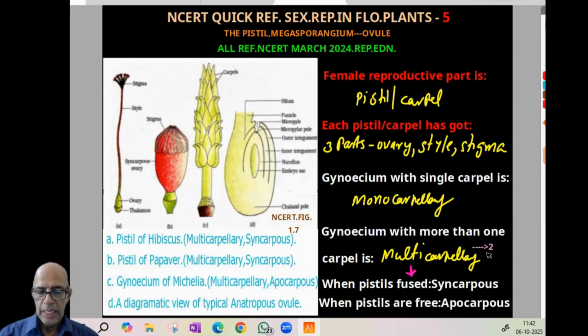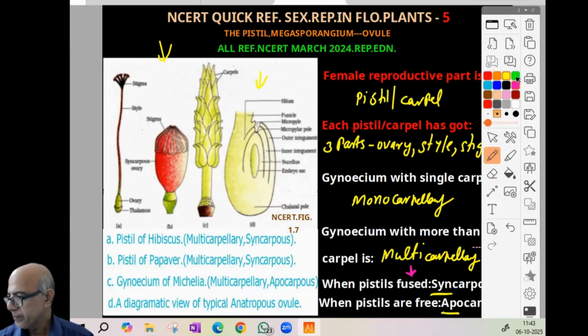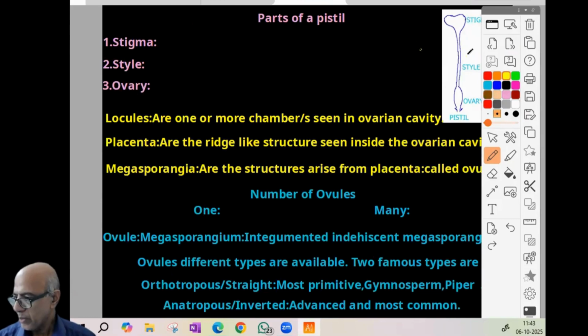Among multicarpellary, when pistils are fused, it is called syncarpous. SYN means union. And when pistils are free, it is called apocarpous. In this NCERT diagram, hibiscus, papaver, and michelia clearly show their multicarpellary nature, syncarpous or apocarpous. A diagram-based question, important for theory and entrance. And this we will be discussing in the last part of this episode. Now we can proceed to the second part.